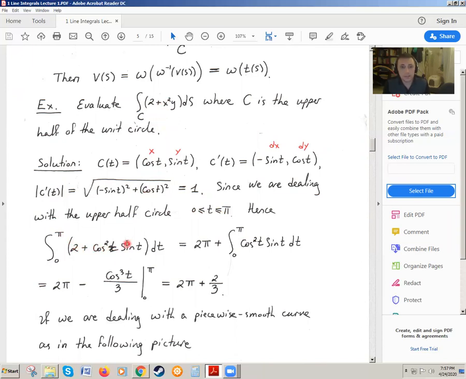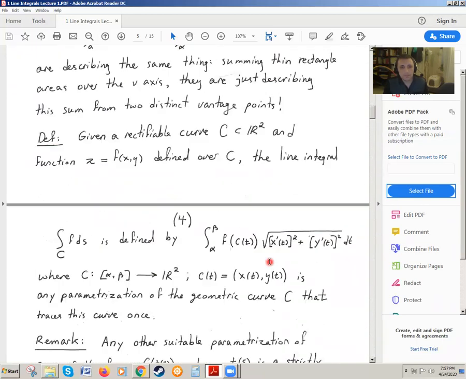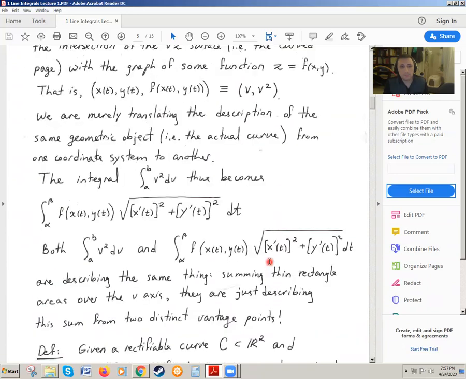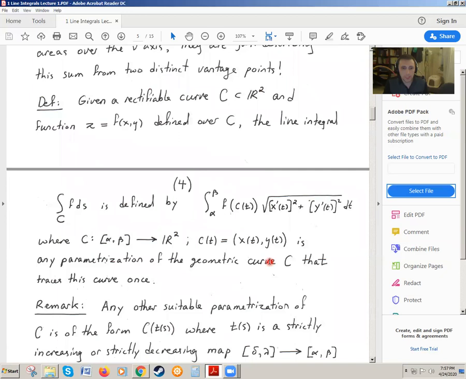cosine squared times sine. Then when I simplify this, it becomes an exercise from single variable calculus. I just simplify this, integrate, and I get 2 pi plus 2 divided by 3. So that's how the calculation will be carried out.